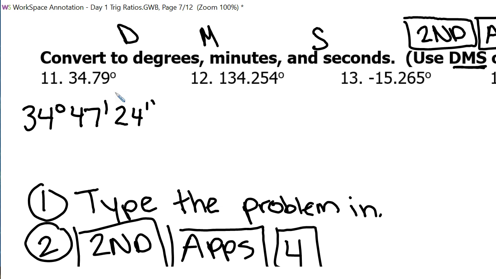So looking at number 12, step 1, type it in first. We need to type in 134.254 degrees, so second apps number 1. And after you typed it in, do second apps number 4. Now it's going to convert to degrees, minutes, and seconds. Notice this time our seconds has a decimal place. That's fine because it didn't say to round. So just write down exactly what you see on the calculator.